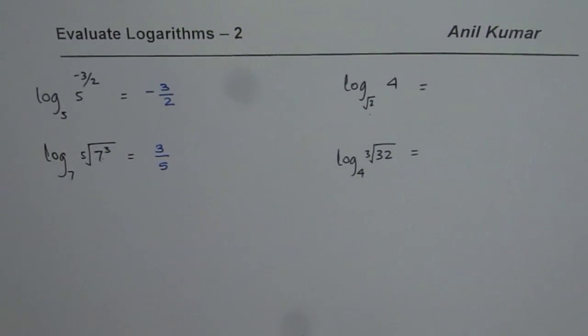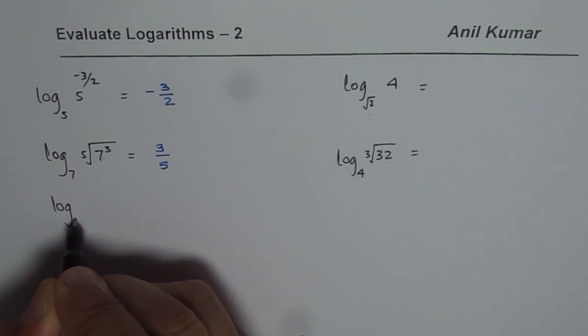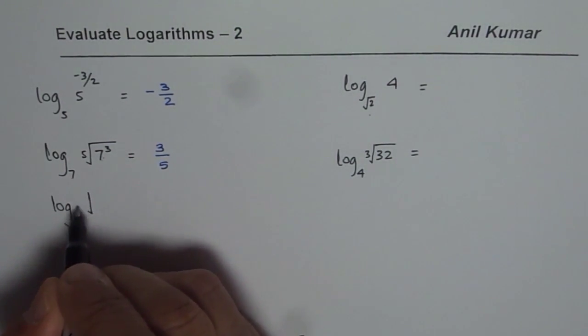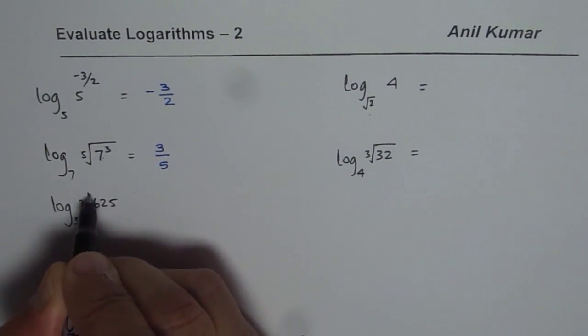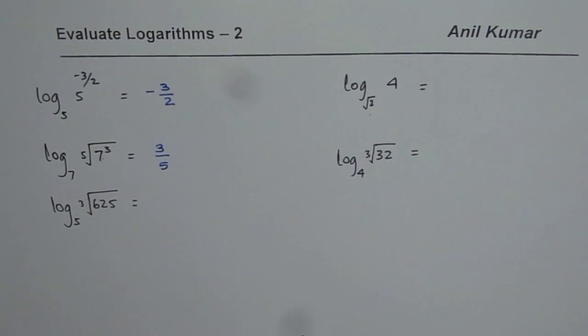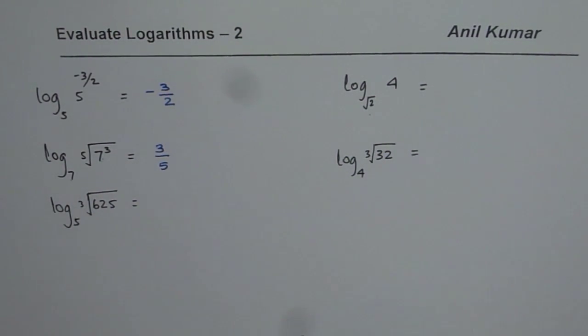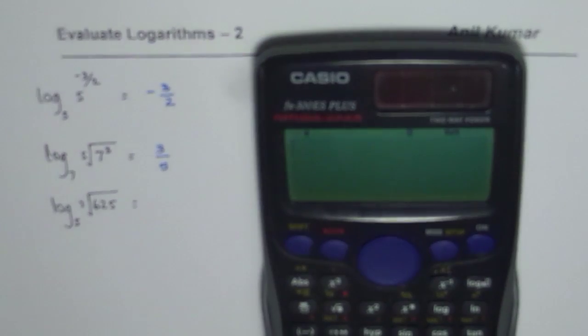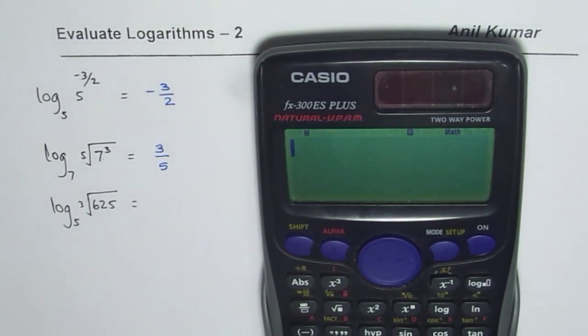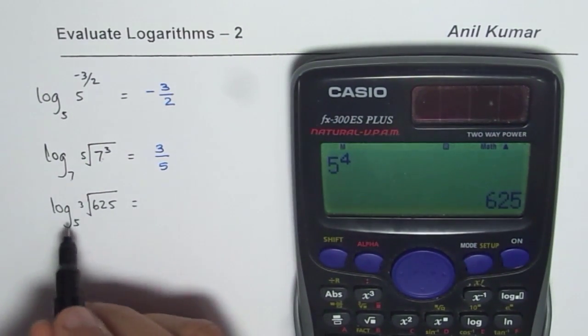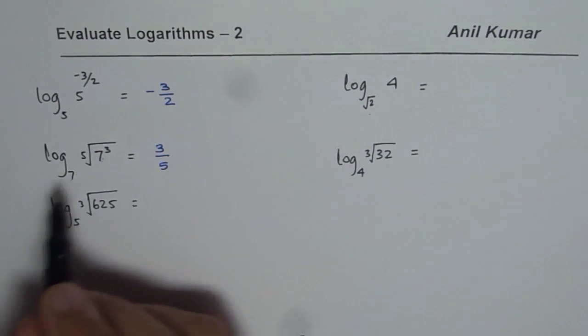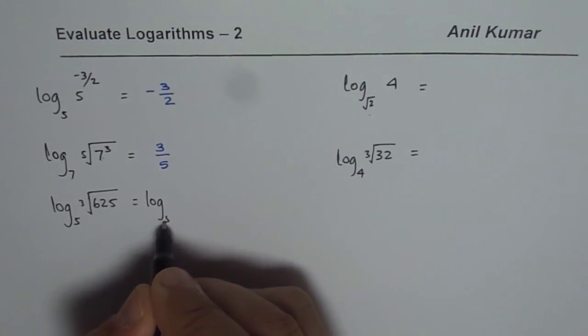Now in this series, if I don't give you something which is so obvious, if I give you something like log to the base 5 of, let's say, cube root of 625, how are you going to solve this? In such case, we have to write 625 as 5 to the power of something. At times you can use a calculator. We know 25 square is 625, so 5 to the power of 4 is 625. Anyway, let us check. 5 to the power of 4 is how much? 625. That is correct.